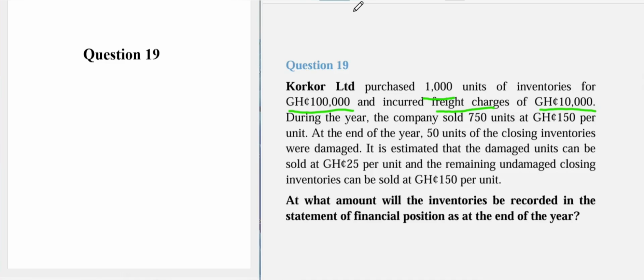During the year, the company sold 750 units at 150 per unit. At the end of the year, 50 units of the closing inventories were damaged. It is estimated that the damaged units can be sold at 25 cedis per unit, and the remaining undamaged closing inventories can be sold at 150 cedis per unit. At what amount would the inventories be recorded in the statement of financial position as at the end of the year? Right, so this is a simple question.